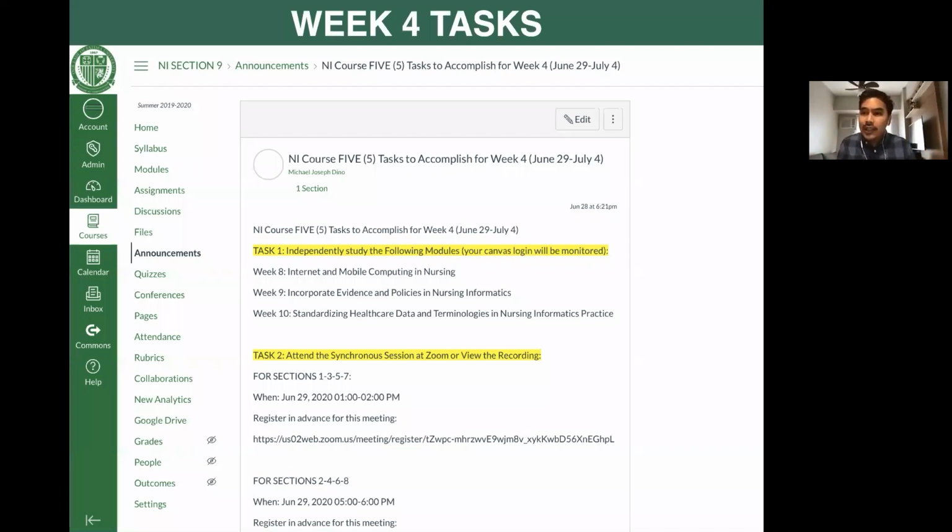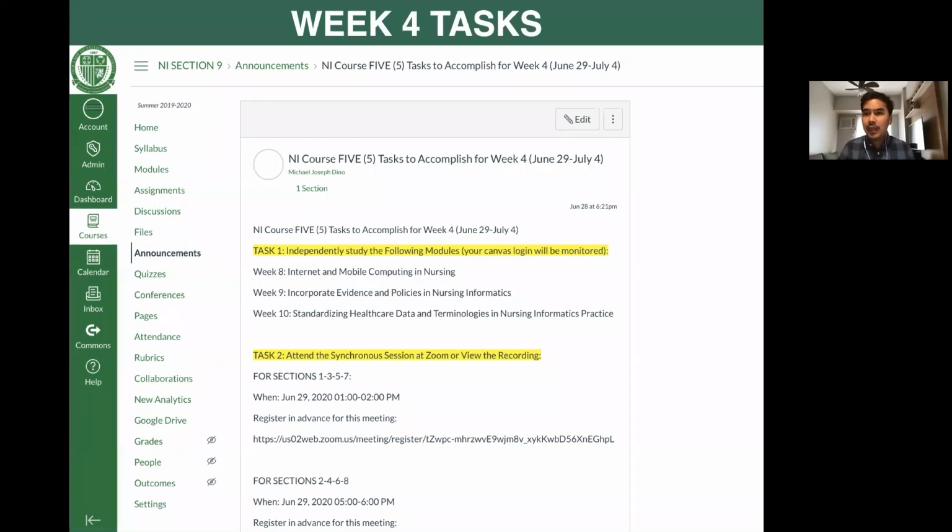This is a rundown of the tasks that we need to accomplish for week 4. And you know what, guys? We heard all your comments in the recent survey that was posted in Canvas. We really feel your suggestions, and as much as possible, we want to integrate them into what we are doing here in Nursing Informatics. So here are the tasks that we need to accomplish.